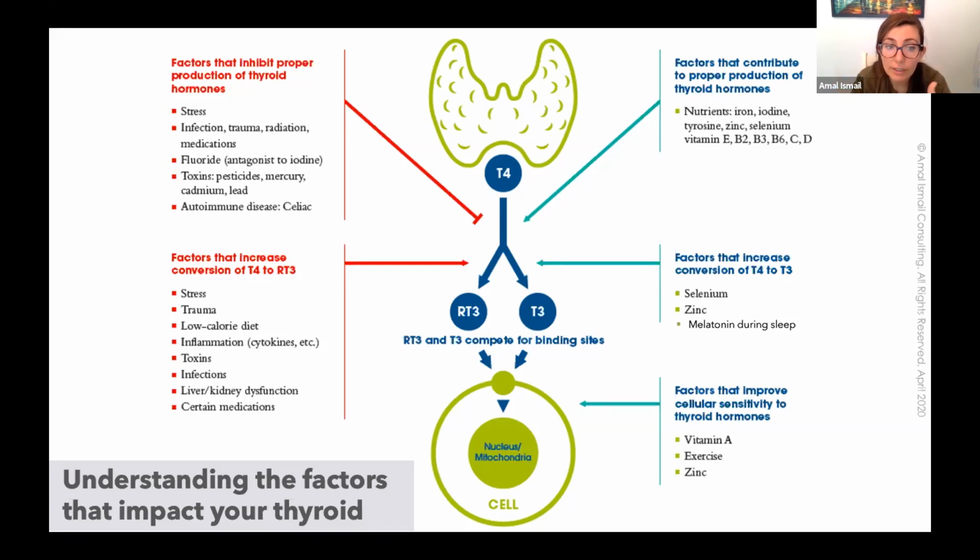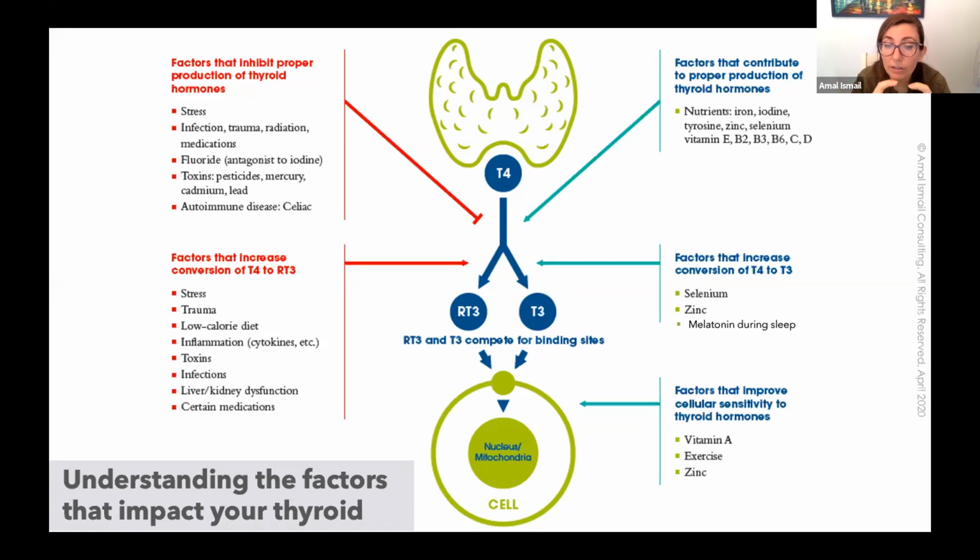So things like stress, trauma, low calorie diet, so caloric restriction, whether it's carbs or protein, or prolonged times of fasting, all have an impact on reduced conversion to T3 and increased conversion to reverse T3. Toxins, infections, liver or kidney dysfunction, and certain medications. I'll talk a little bit more detail about all of these.